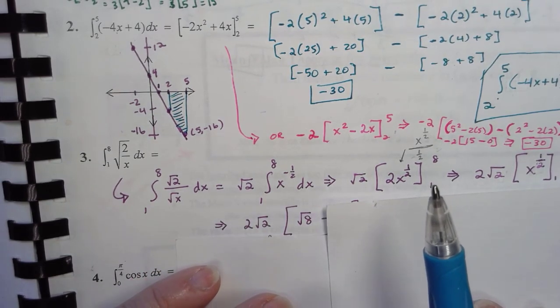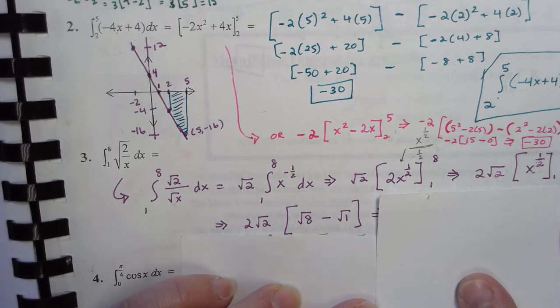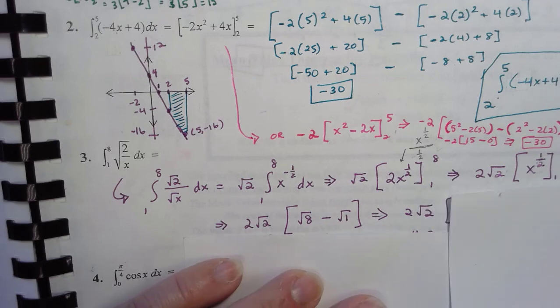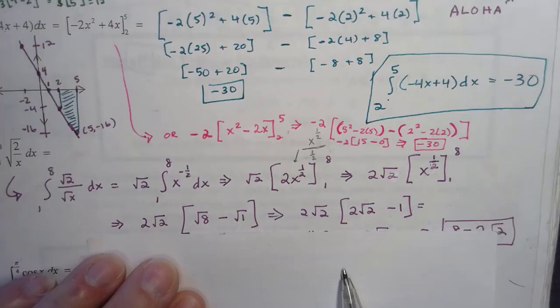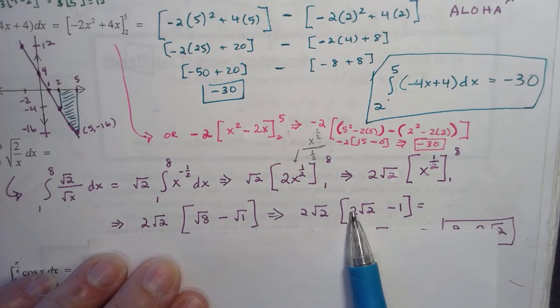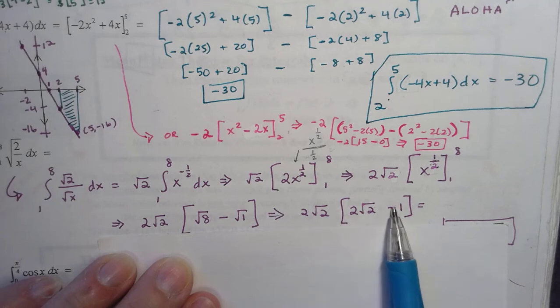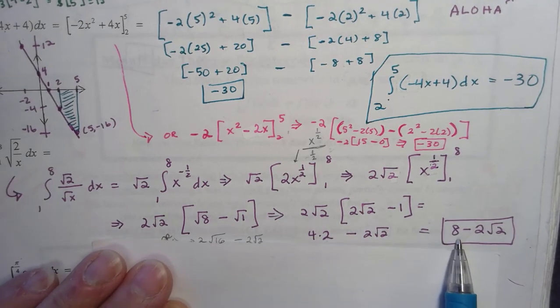We are going to substitute our upper limit in, 8 minus 1, each of those under the radical. The square root of 8 is 2 square roots of 2. Of course, the square root of 1 is 1. So now 2 square roots of 2 times 2 square roots of 2 is 4 times 2 minus 2 square root of 2, and all I can do is just simplify that. 4 times 2 is 8.